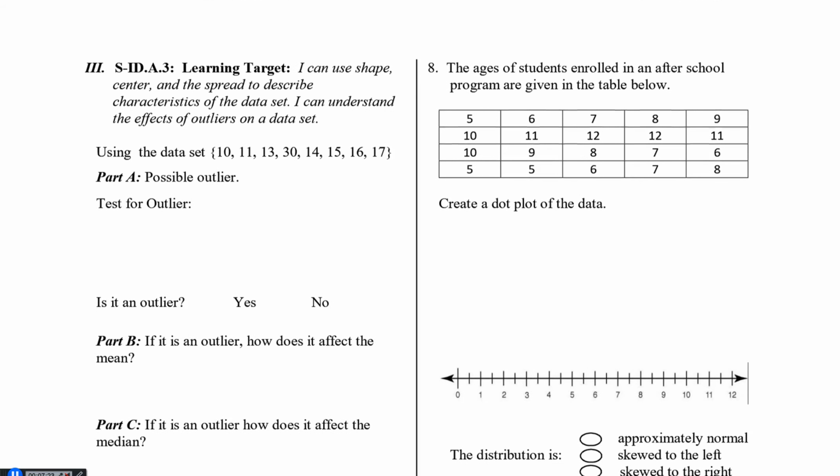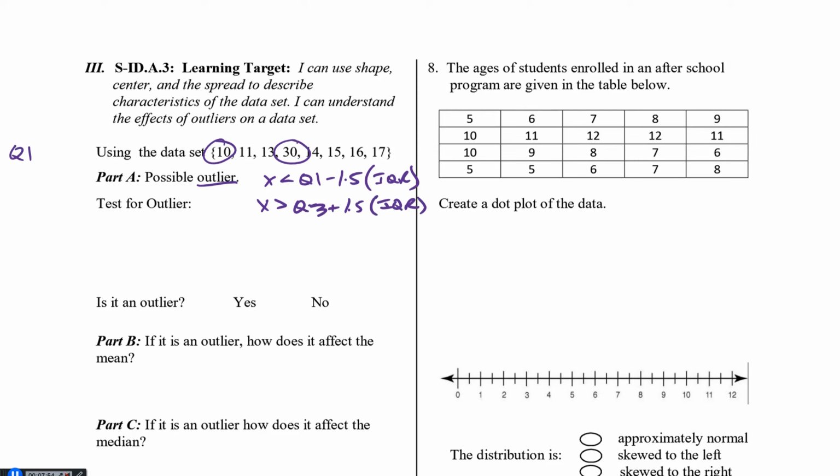Number 7, use the data set. So again, I'm going to put it into my calculator, identify a possible outlier. The only outlier that I see that could possibly be, well, it could be either a 10 or it could be 30. Remember, for the outlier we're looking for x less than Q1 minus 1.5 times the interquartile range, or x greater than Q3 plus 1.5 times the interquartile range.